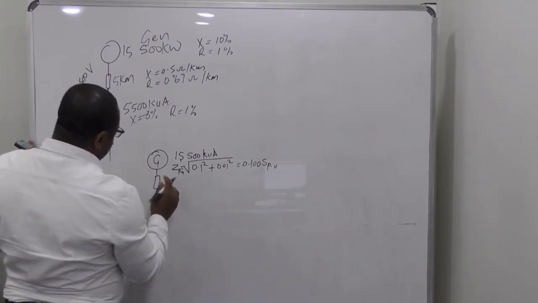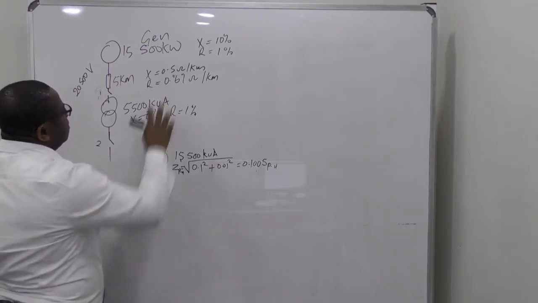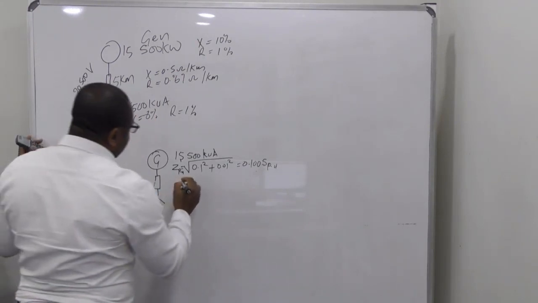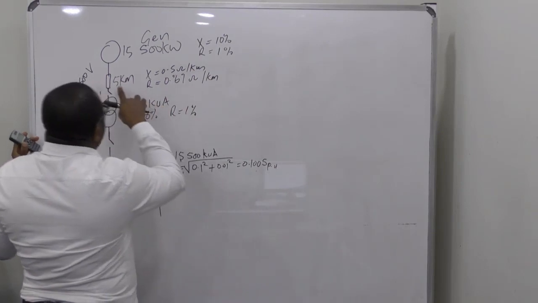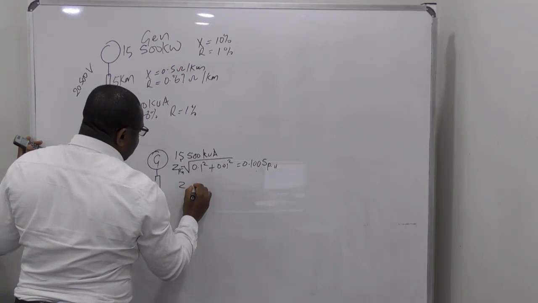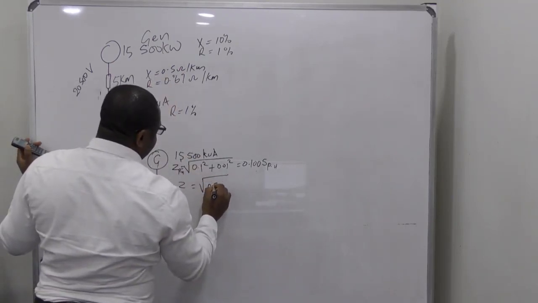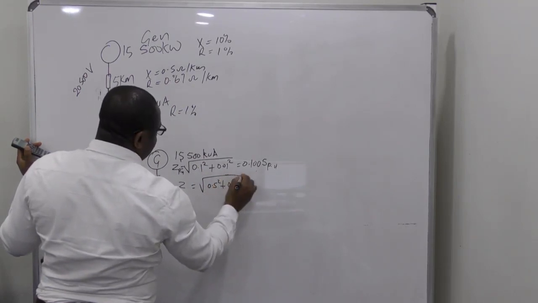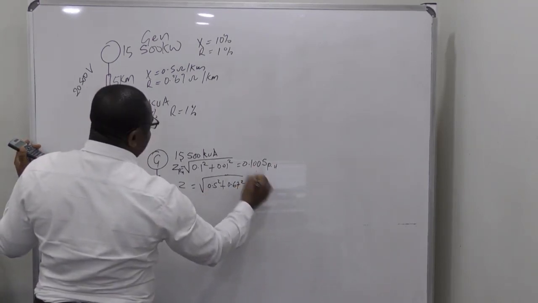Now, the impedance of the transformer, of this feeder, the cable here, is given to you in ohms, so we must convert to per unit. First of all, this is in ohms per kilometer. I'll have this as 5 kilometers. So the impedance first will be the square root of 0.5 squared plus 0.67 squared. This will be in ohms per kilometer. So I multiply by 5 kilometers.